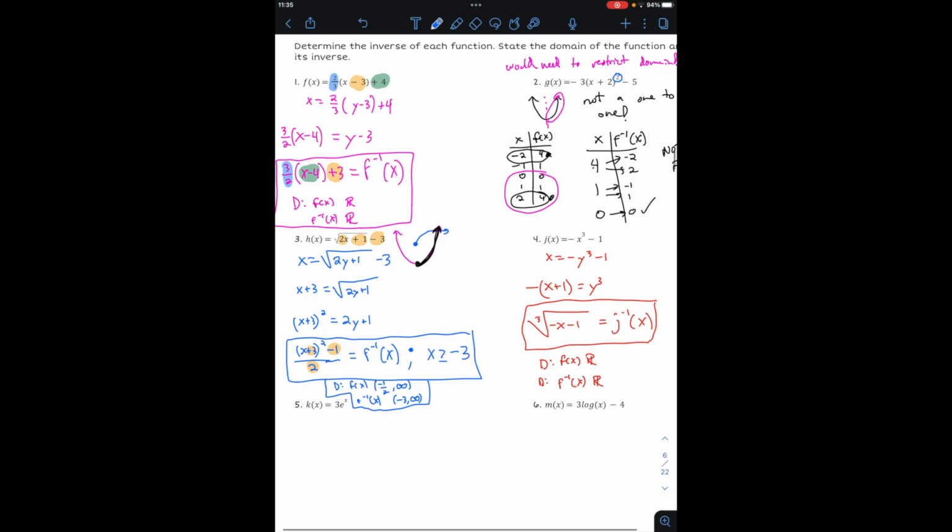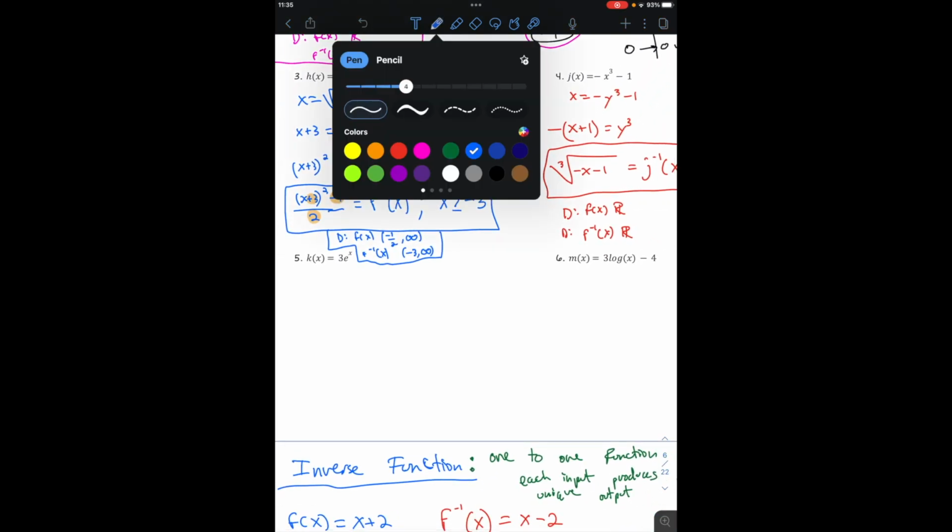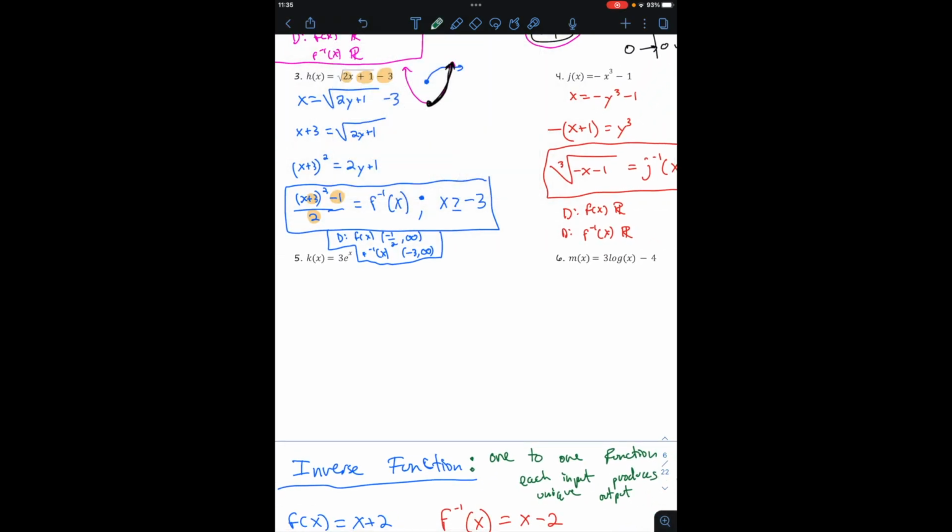Great. All right, on to an exponential function. So we have 3 times e to the power of x. So the domain of that is all real numbers. The range of that is from 0 to infinity. So I'll just write that. Domain, all real numbers, range 0 to infinity. Okay, this is an exponential function. It has an asymptote at y equals 0 by default.